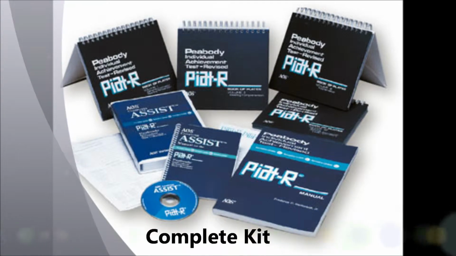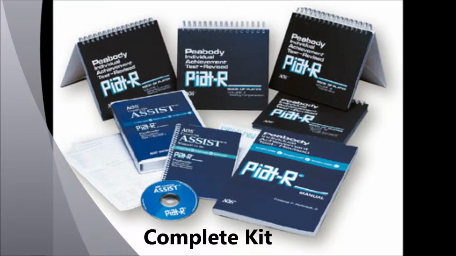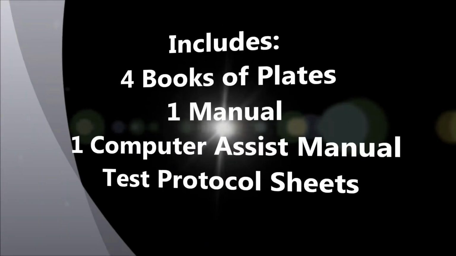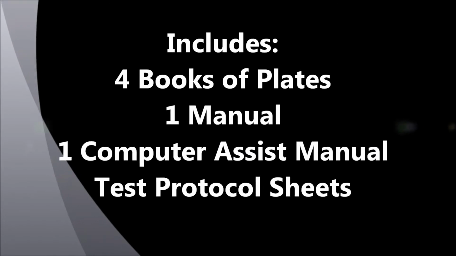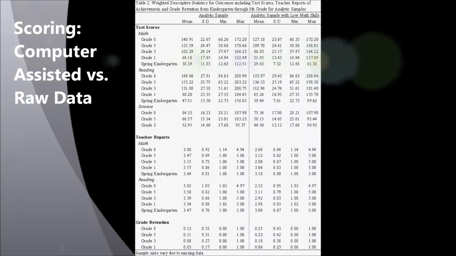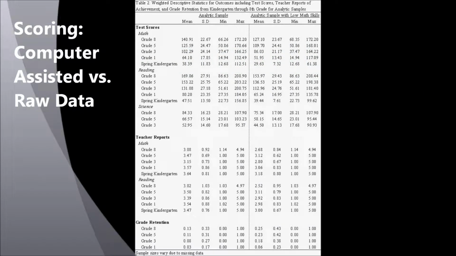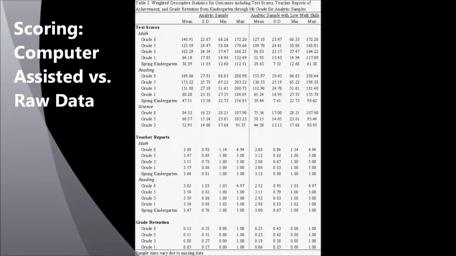Explanation of materials. The test kit includes 4 books with testing protocol, 1 manual, 1 computer assist manual, and test protocol answer sheets. Scoring. After the assessment is performed, the administrator enters the raw scores into a computer system which produces a report with norm referenced data. The instruction manual also contains information to interpret the raw scores without the computer assist.